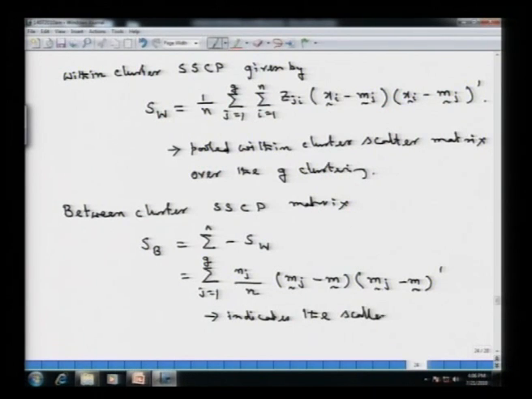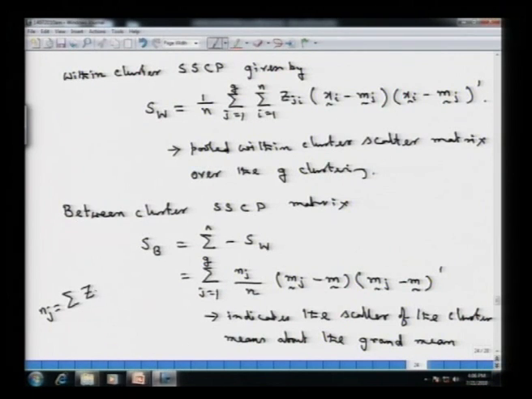So this basically indicates the scatter of the cluster means about the grand mean, which is m, wherein this nj term is nothing but the summation of z_ji terms for i equal to 1 to n, because z_ij is equal to 1 if xi belongs to the jth cluster, and hence this sum of the indicators over all the data is going to give us the number. So this is the number of items in cluster j. That is the interpretation we have.